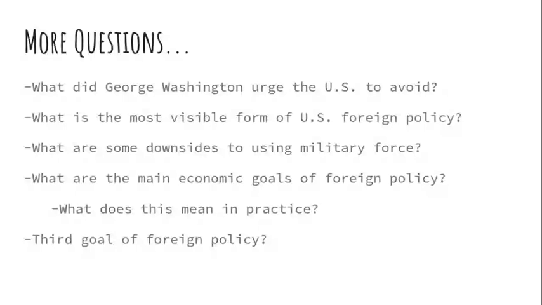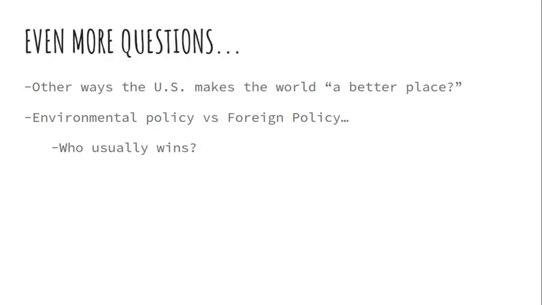What is a third goal of foreign policy? We'll break down the three goals and the order of importance, or the order of emphasis, that is placed on them by the government. Even more questions: other ways the U.S. makes the world a better place. And with something like that, I personally think that the United States does make the world a better place.